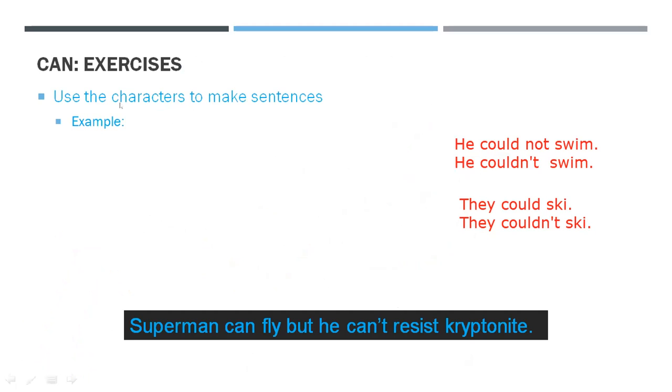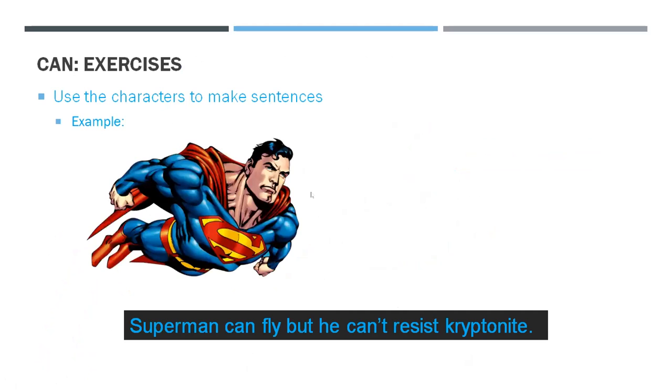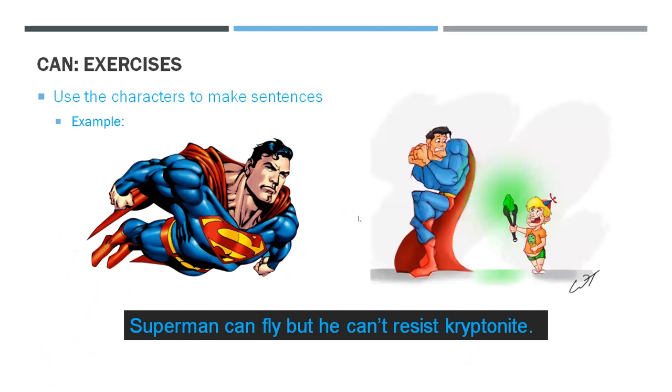Okay, look at this. Use the characteristics to make sentences and look at the examples. Okay, can you read the example, Rafael? What's his kryptonite? Read the example. Superman can fly. Superman can fly, but he can't resist kryptonite. Okay. So that's the example. How about this?